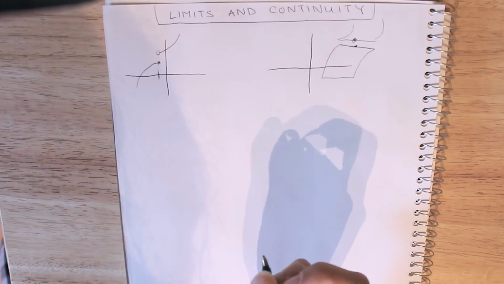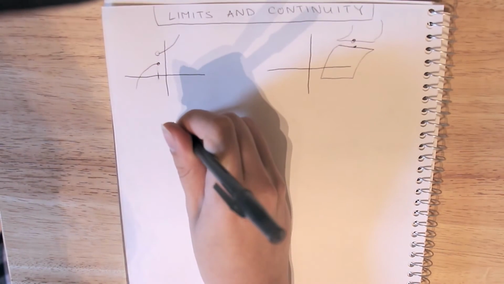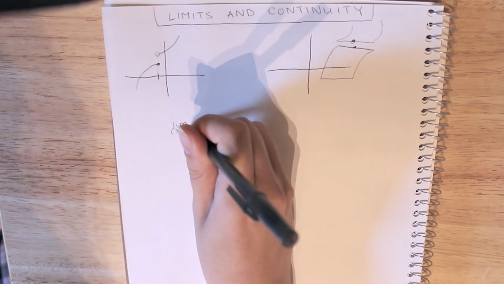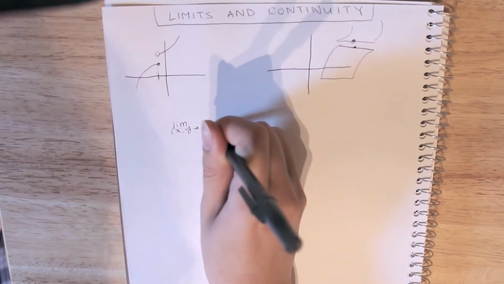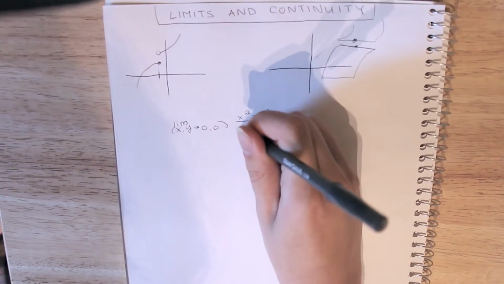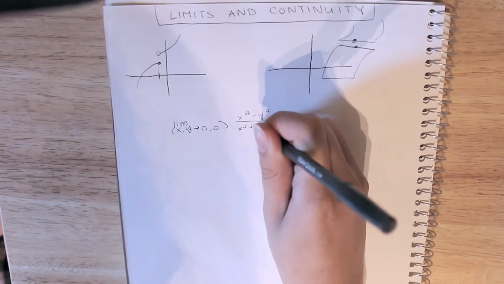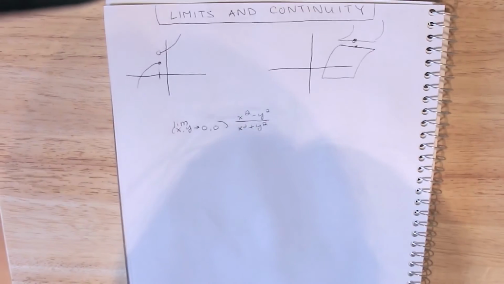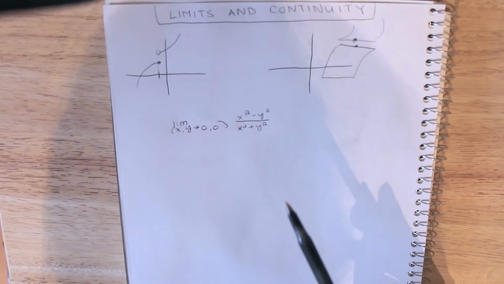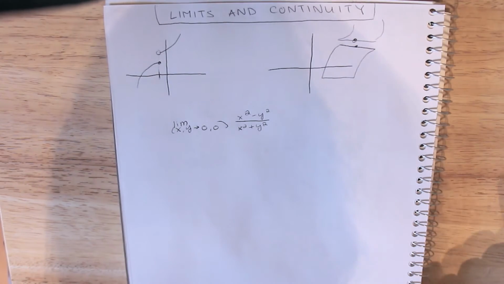Anyways, the way that we test for this, say we have a function, we're going to approach the point 0, 0. So both x and y are going to approach 0 in this function. So what we really have to do to prove that this limit does not exist is to prove that it approaches a different value from at least two different directions.